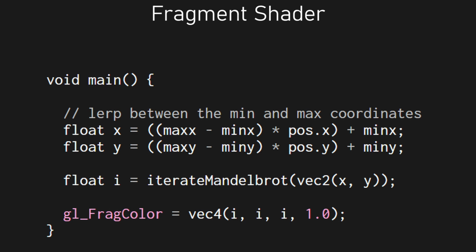Then we come to the main function for our fragment shader. I'm setting an x and a y variable here, and these are the seed locations for the iterate Mandelbrot function.